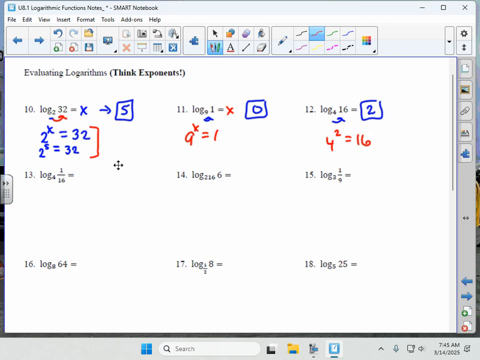All right, 13. Log base 4, 1/16. When you have a fraction in this position, you're thinking of 4 to what power is the 1/16. So again, if you set this equal to x and change it to exponential, 4 to the x equals 1 over 16. And then that 1/16 has a 16 in the denominator, so you could flip it and make it a negative exponent. And then you could change 16 to 4 squared.